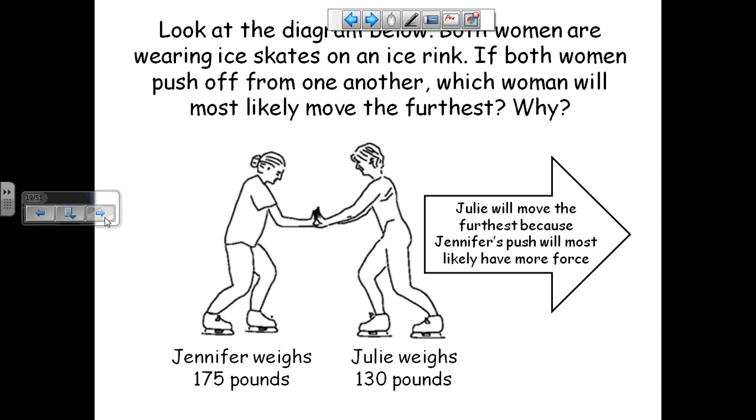All right, if you said Julie, you would be correct. Julie is going to move the farthest because Jennifer's push will most likely have more force. So when they push off from one another, Julie is going to go a little bit further because Jennifer is going to be pushing with more force because she has more weight.